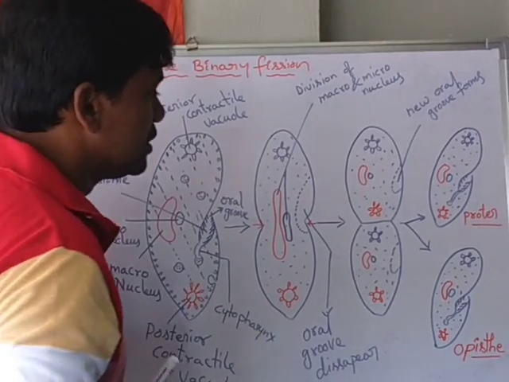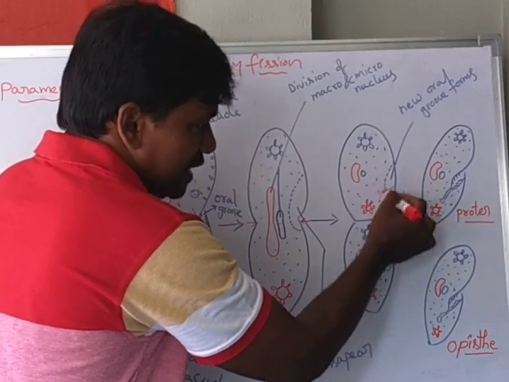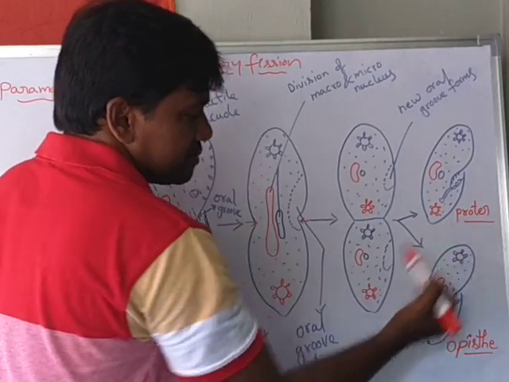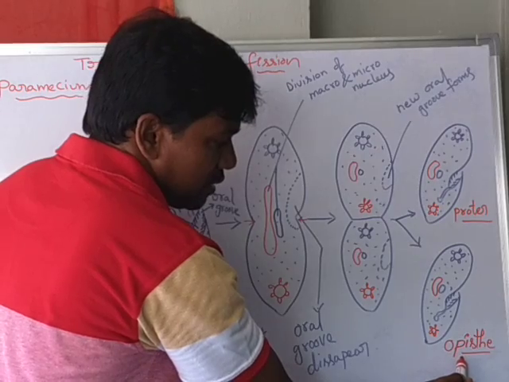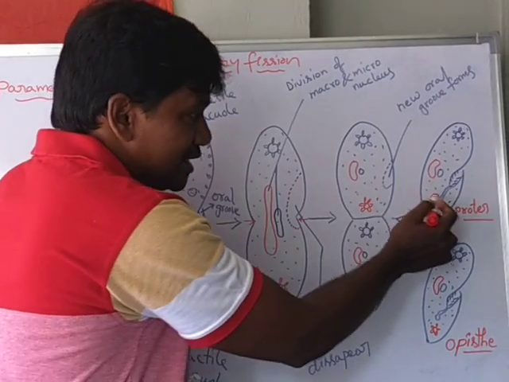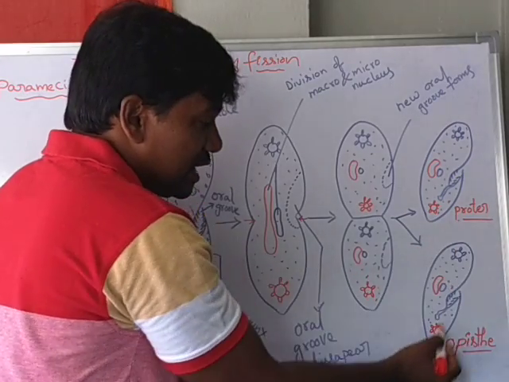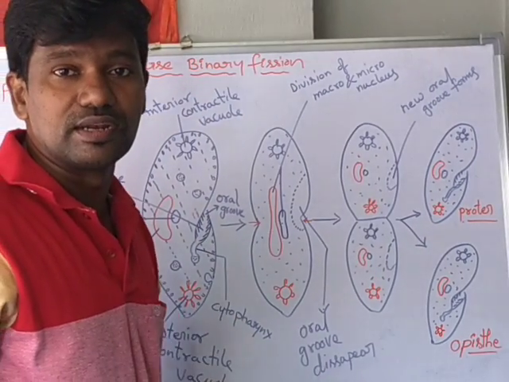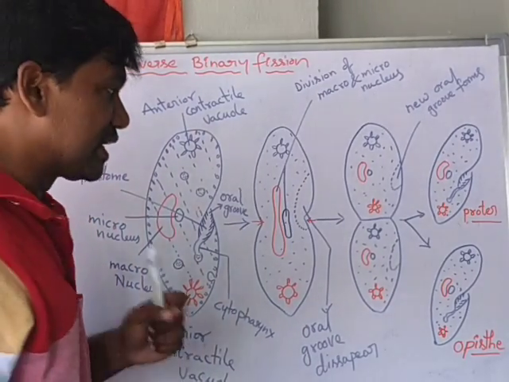Here, the anterior part of the individual is called the proter, and the posterior individual is called the opisthe. Two daughter individuals are formed. The anterior daughter individual is named proter, and the posterior daughter individual is named opisthe.